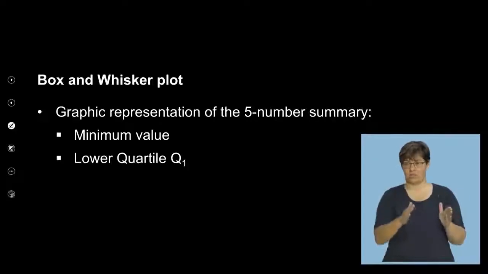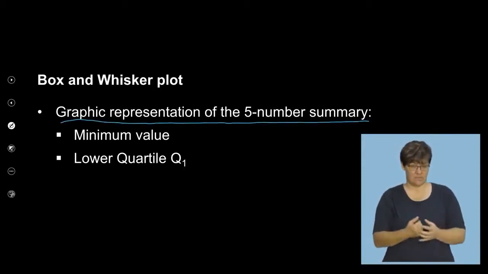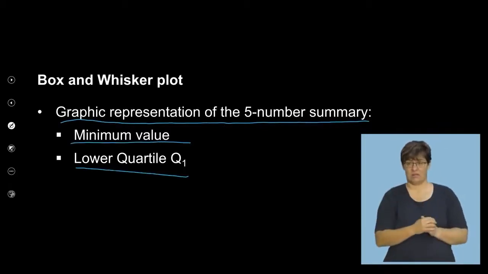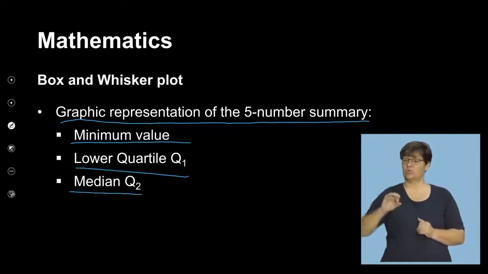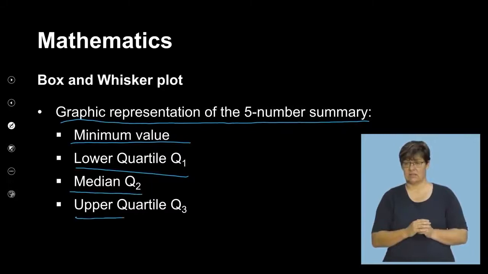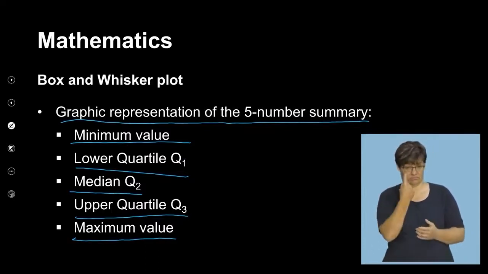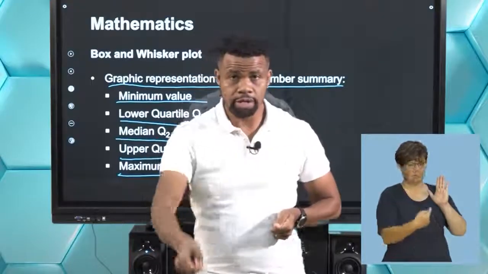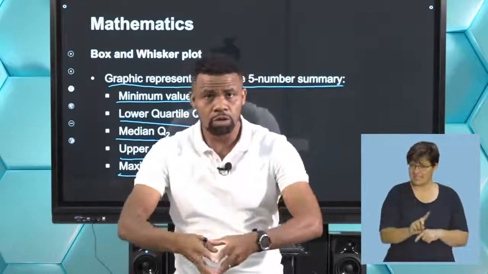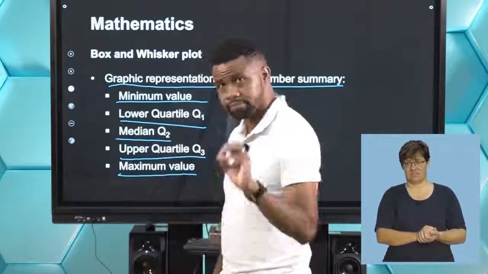So let's look at the box and whisker. We say it's a graphic representation of the 5-number summary, which is the minimum value, our lower quartile, and median, which is known as Q2, and also the upper quartile, which is Q3, and our maximum value. Okay. Are we all together? So we're talking about the whisker plot, which we're going to draw now. To draw the whisker plot, we need what? The 5-number summary to draw that. Let's look at that.